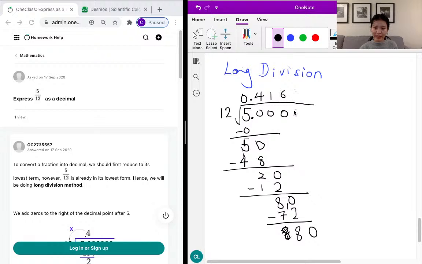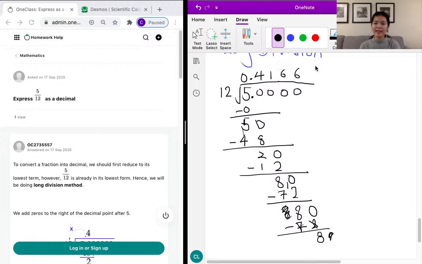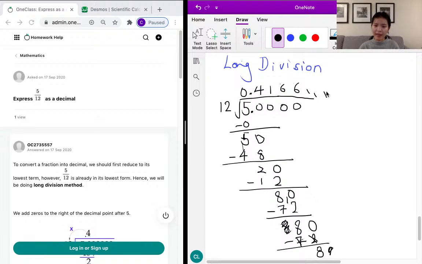And what number should we put here? It's actually 6 again, and it's just 72. And again, we have the remainder 8. So again, you would drop the 0 and put the 6 up here, and this goes on forever and ever.